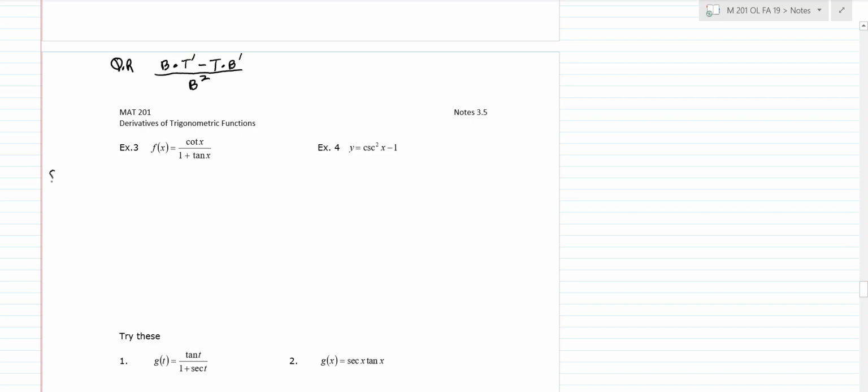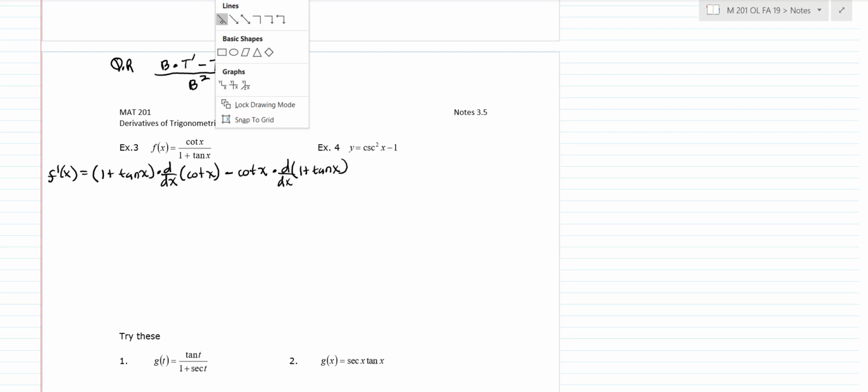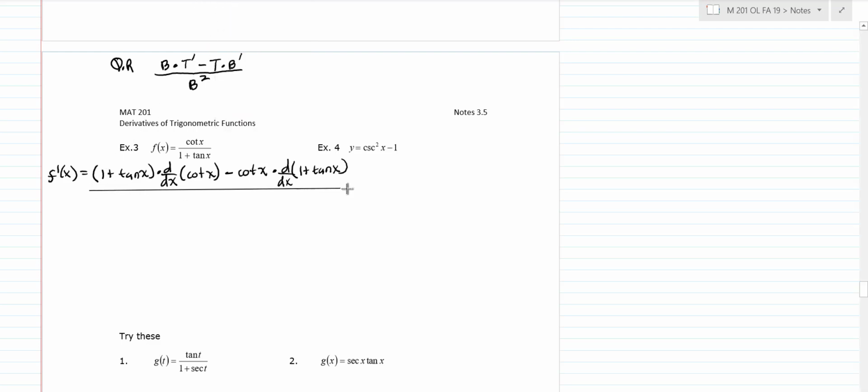So let's go ahead and get this set up. For the first derivative, we take the bottom, which is the quantity 1 plus tangent x. We multiply by the derivative of the top, which is cotangent of x, minus the top, which is cotangent of x, times the derivative of the bottom. Okay, and then that's all over one big fraction bar, and then we do the bottom squared. Okay, so square the bottom. All right, so we have that.